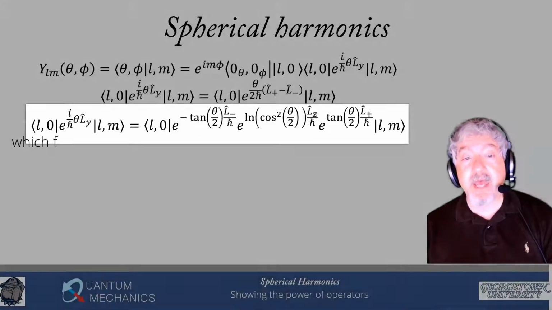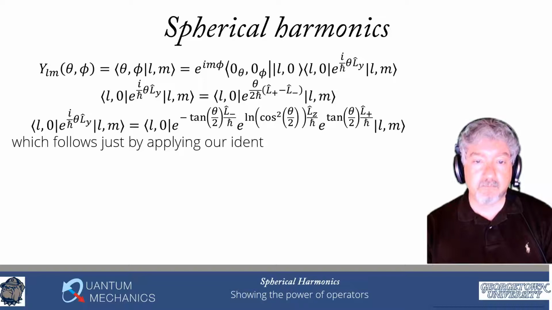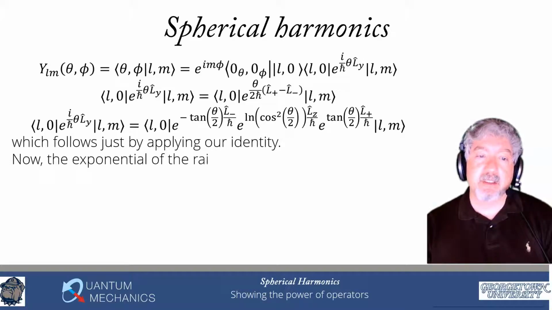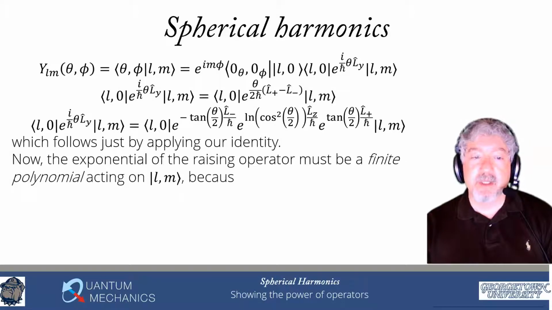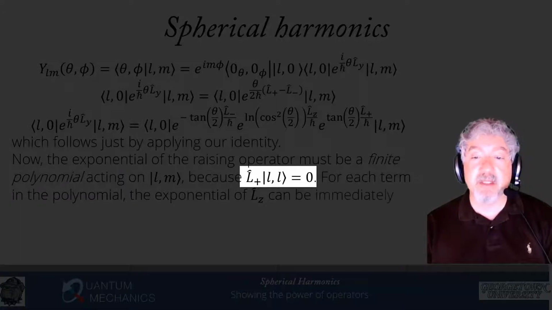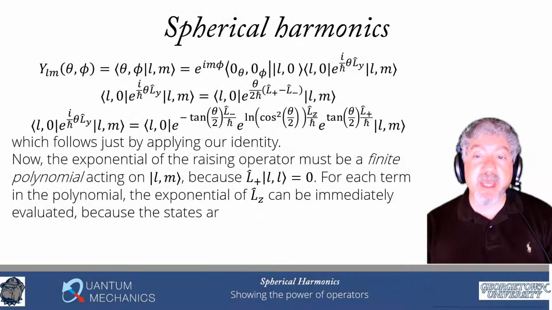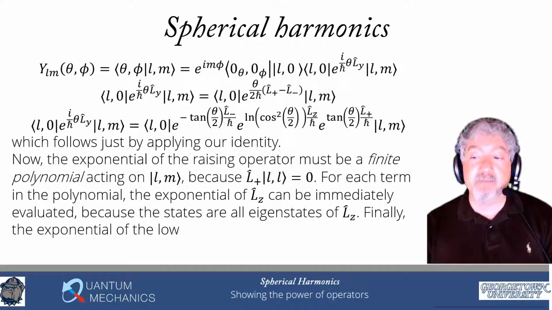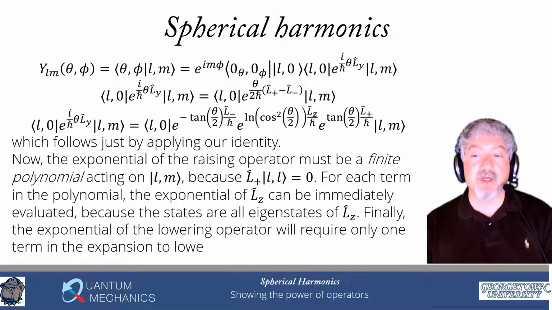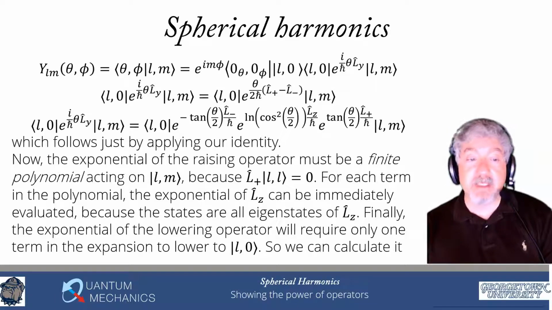And now let's think about what is happening in this expression. So the exponential of an L plus has to be a finite polynomial. Because when L plus acts on L m, I can only let it act a number of times before I get to L plus acting on L comma L, and that equals 0. And so if I expand that exponential in a power series, only the terms through L minus m in the power are going to be present, because all of the rest have to be 0, because if I try to raise past m equals L, I get 0.